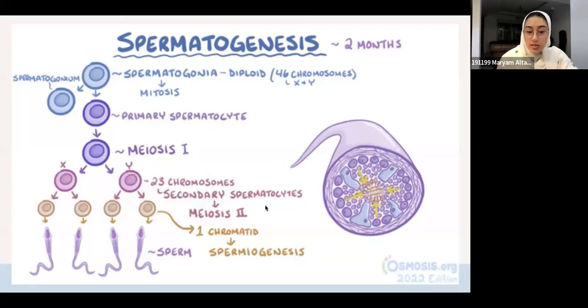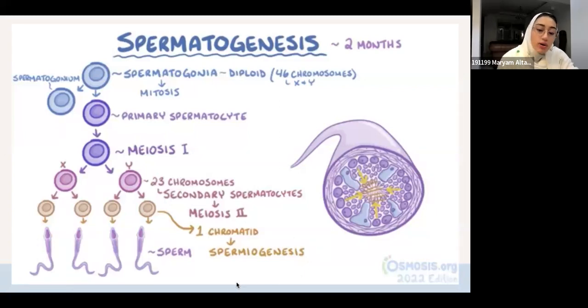So our secondary spermatocytes, remember meiosis, you're kind of cutting this in half. So you have your 23 chromosomes. This is our haploid cells, our first set of haploid cells. Then these are going to divide by meiosis 2. Secondary spermatocytes divide by meiosis II to give us our spermatids that have one chromatid. That's the important part. So this is 23 chromosomes. They're going to be divided again. Now we're going to have our spermatids with one chromatid.